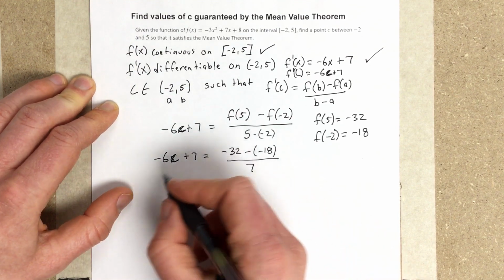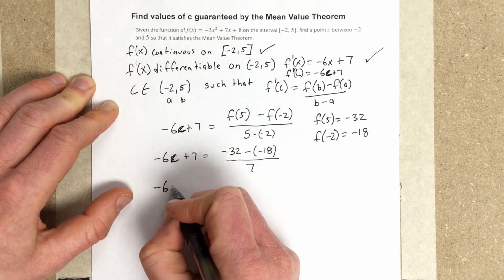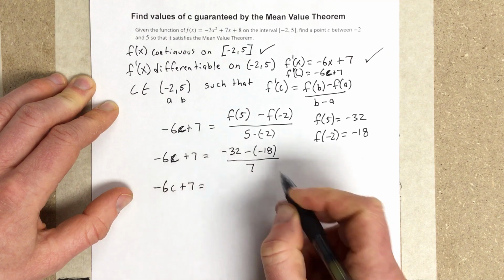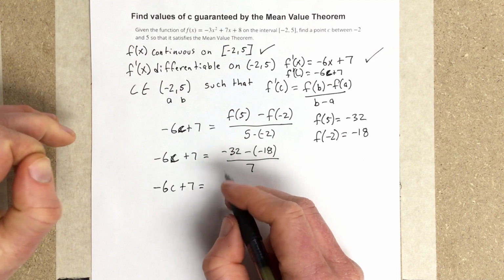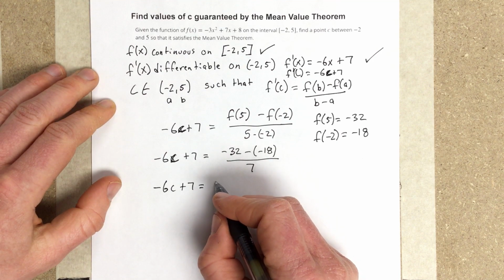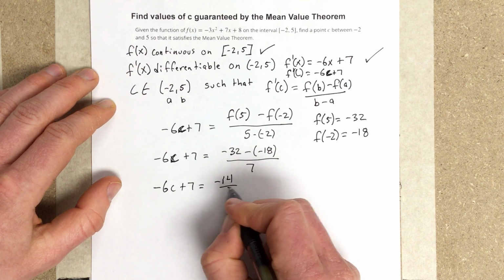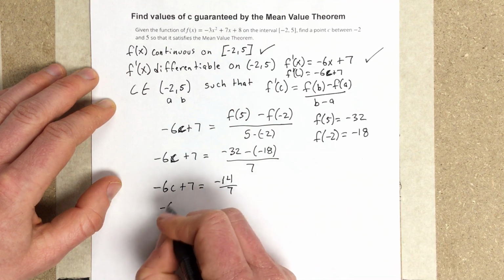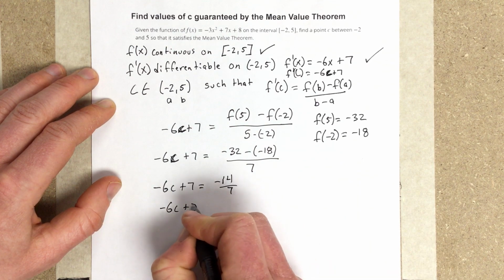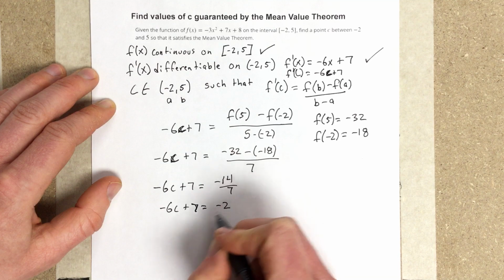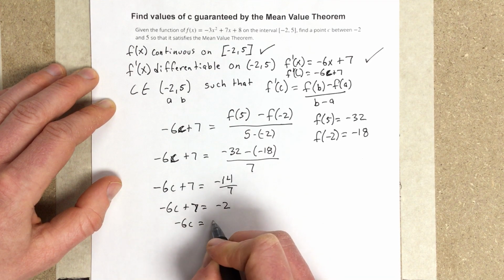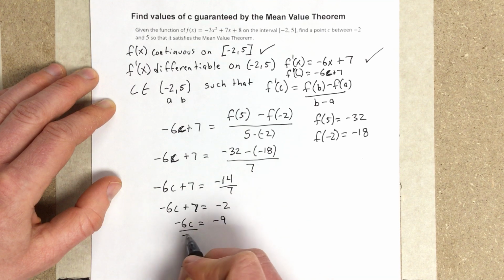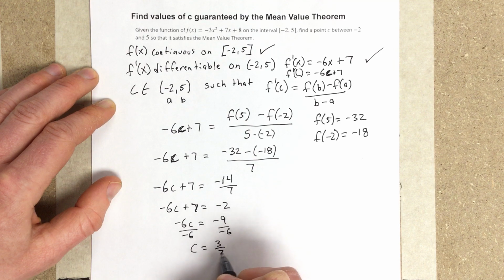So let's go ahead and say that negative 6c plus 7 is equal to, let's add the 18, right? Negative 32 plus 18 should be negative 14 over 7. So you get negative 6c plus 7 is equal to negative 2. Subtract the 7, we get negative 6c is equal to negative 9. Divide by negative 6, c is equal to 3/2.